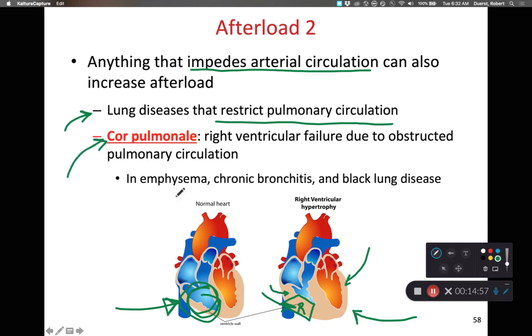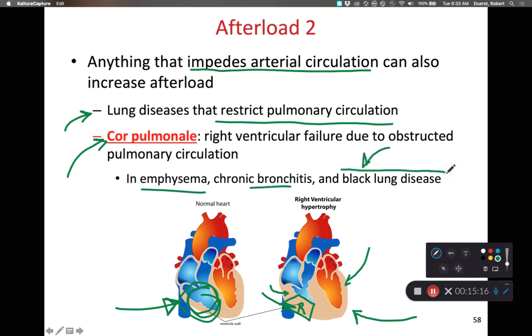cor pulmonale. And if we look at cor pulmonale, this is a condition where the right ventricle fails because of that obstructed pulmonary circulation. What are examples of diseases that can obstruct pulmonary circulation? We have emphysema, chronic bronchitis, or black lung disease.